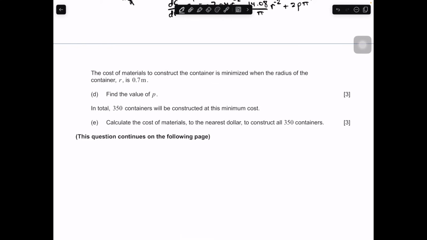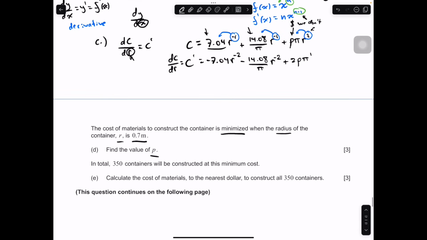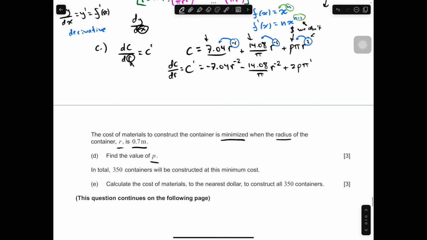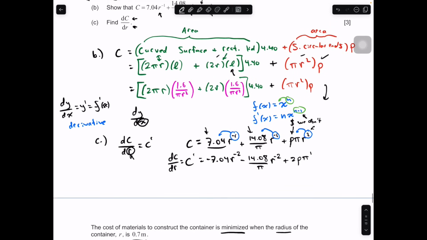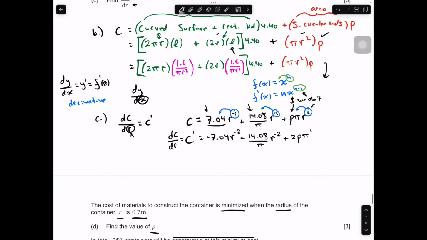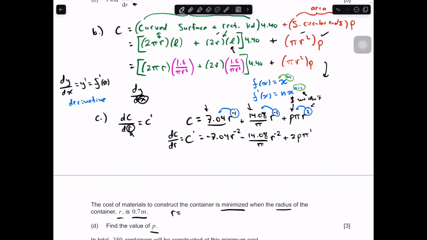The cost of materials to construct the container is minimized when the radius of the container r is 0.7 meters. Find the value of p. Wow. Okay. The cost of the materials to construct the container is minimized when the radius of the container r is 0.7 meters. Okay. So, what can we do? The cost of the container is minimized when r is equal to 0.7. So when r is equal to 0.7, the cost of the container is minimized.